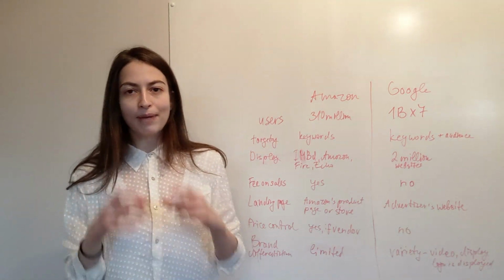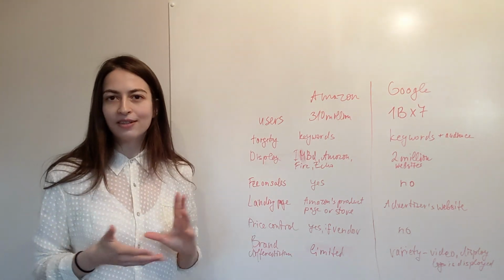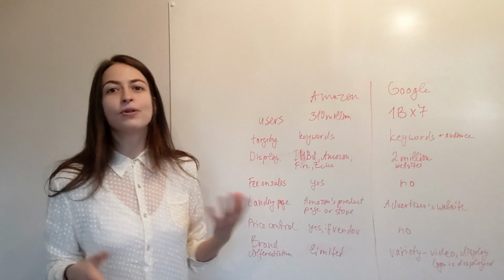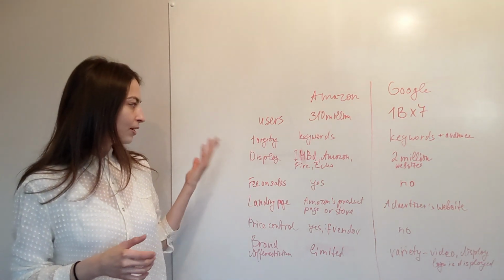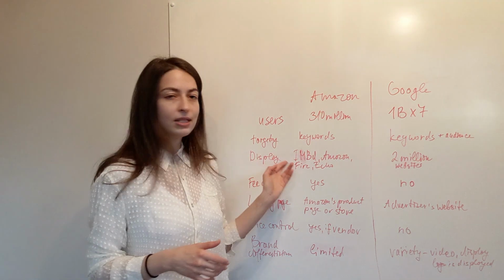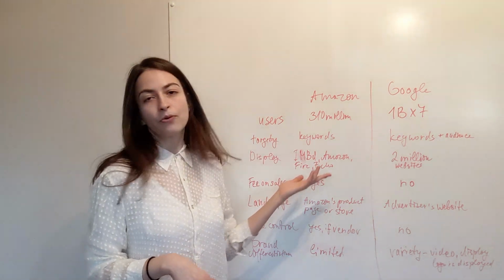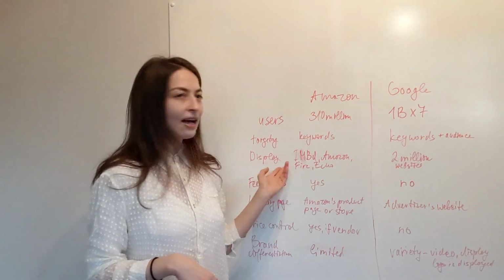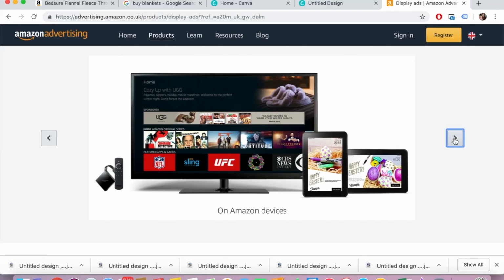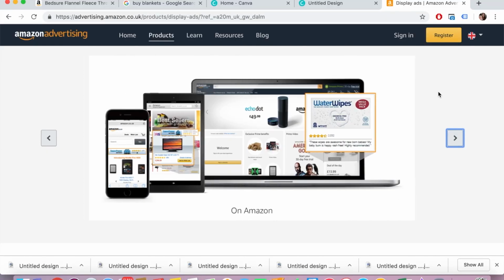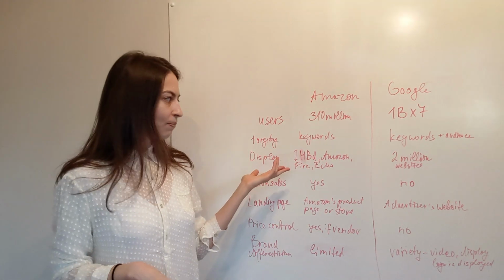Then they both offer display ads. So these are the banner ads which you see on different websites. Both platforms own other websites or have a partnership with other websites to display ads there. When it comes to Amazon, they own IMDb, the movie directory. They have, of course, Amazon.com. They have Fire Tablet, Amazon Echo. These are all devices, so you can actually have display ads run across these devices and on these platforms.